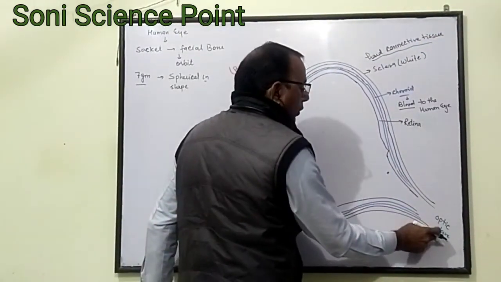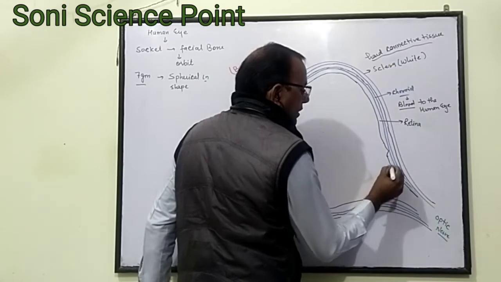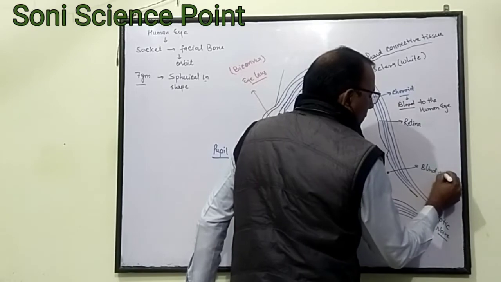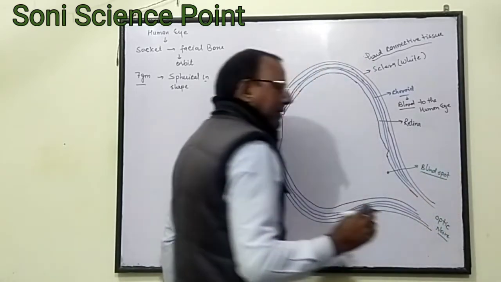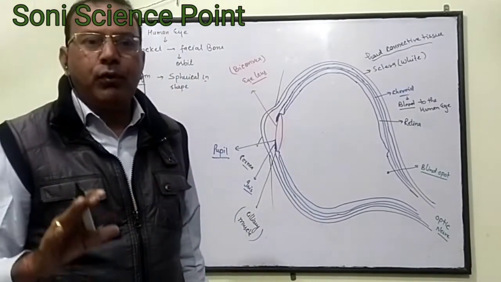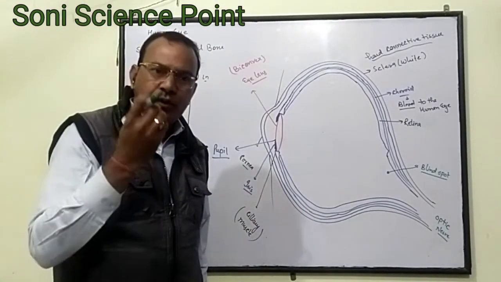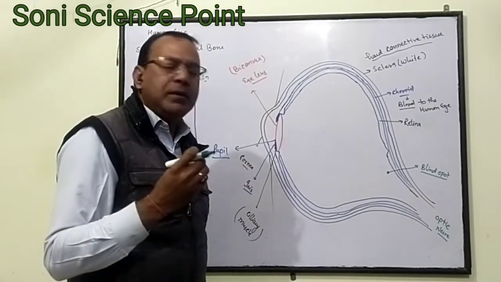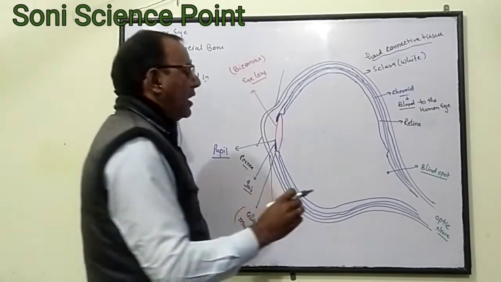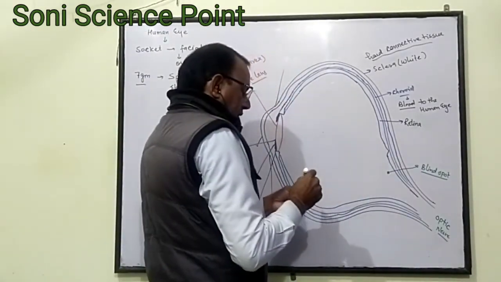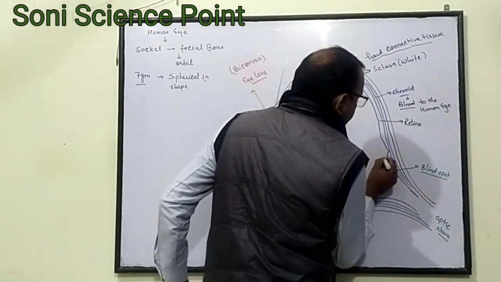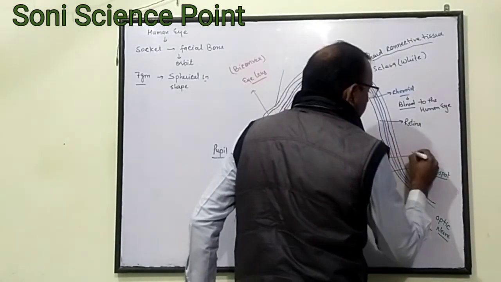At the leading end of the optic nerves, a spot is present. This spot is called the blind spot. Why is it called the blind spot? Because at this spot there are no photopigments. It means photoreceptors, sensory pigments, are not present, and it is not sensitive towards light, so it is called the blind spot. Just posterior to the blind spot, another spot is present, called the yellow spot.